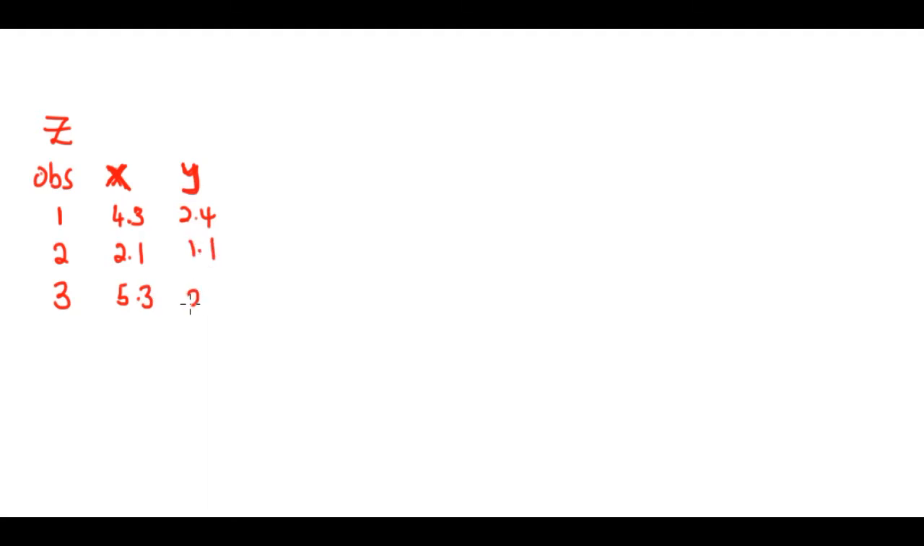So imagine we have a data set called Z. When we have our data set Z, it has 3 observations: 1, 2, 3. And let's say we have our X, we have our Y. Our X and our Y are going to be whatever they are, the predictors. So here, let's say this is 4.3, and then for our first observation, our Y is going to be 2.4. And then here we have 2.1 and 5.3 for our third one, and here we have 1.1, and here we have 2.8. So this is our table. That is our data set.